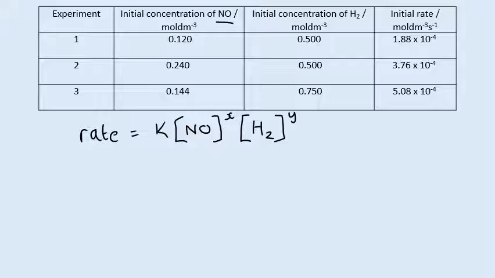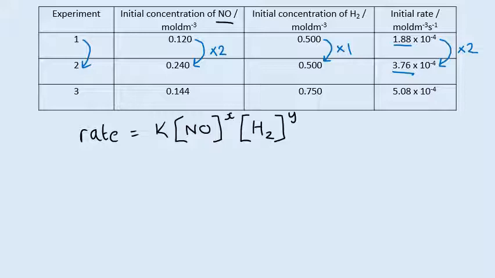Right, so what I do now is I pick two experiments where the concentration of one of the reactants is not changing. I can see that here, comparing experiments 1 and 2, my concentration of H2 is remaining the same. My concentration of NO is doubling. What's happening here to the initial rate? Again, if the numbers aren't that nice, 3.76 divided by 1.88 tells us what's happening. It's in fact doubling.